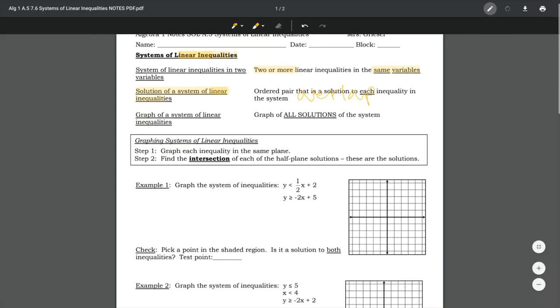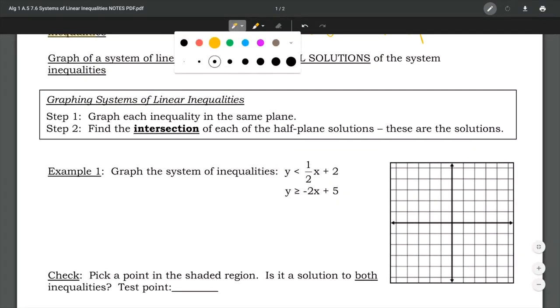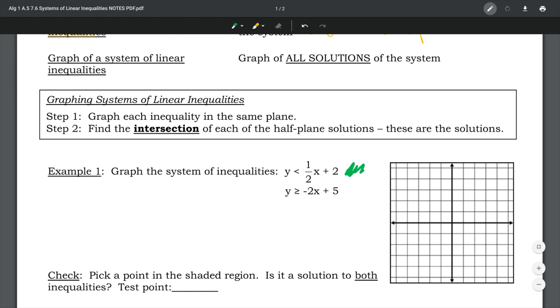All right, so your first step is going to be to graph each of these inequalities in the same plane. So I'm going to be using two different colors to do this. And I'm going to use green for this first one. So we've got y is less than 1/2x plus 2.